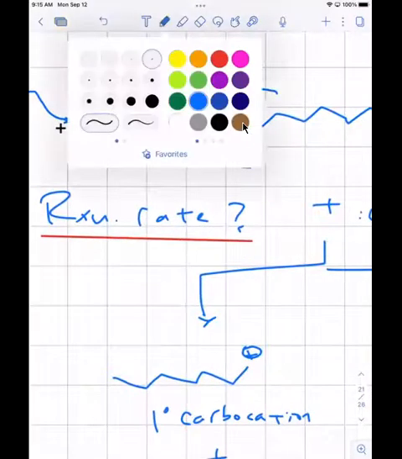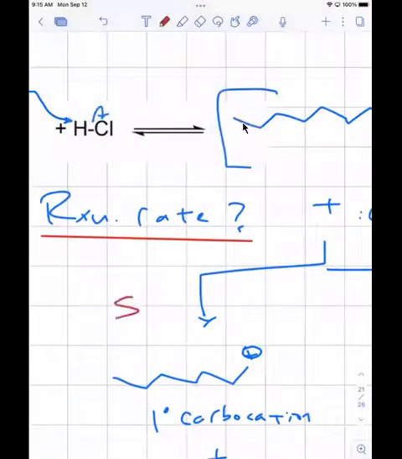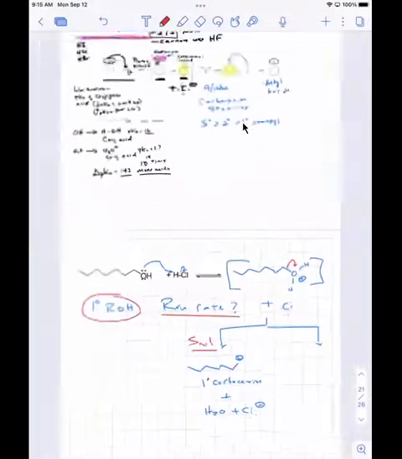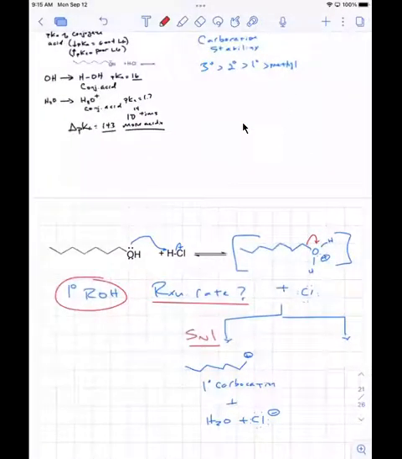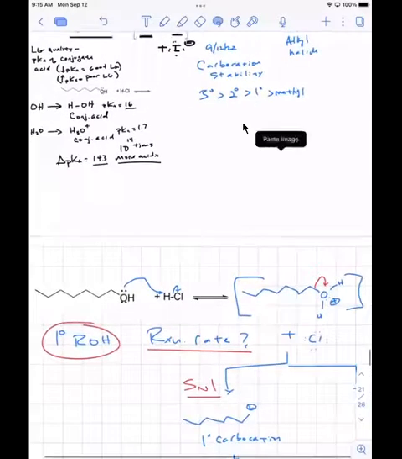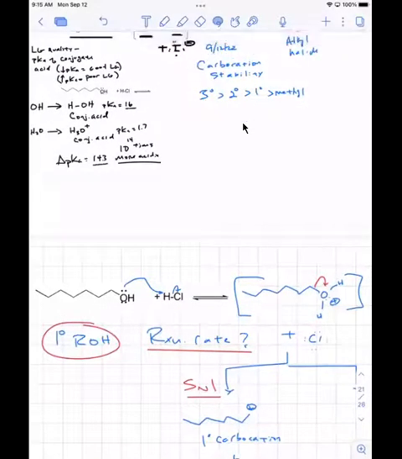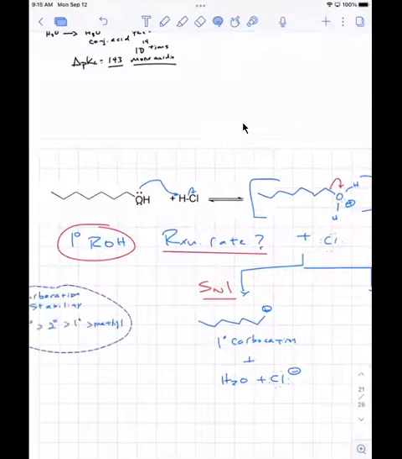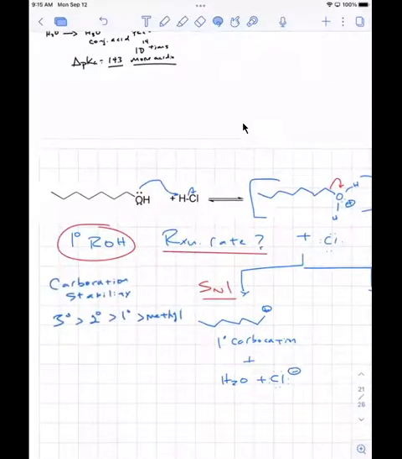And this would be the SN1 route, right? Because with the SN1, the leaving group leaves first. With the SN2, everything happens all at once. Is that good or bad? Given what we know from right here, let me just copy it and bring it down. What we know from right here, that one of the worst types of carbocations is a primary. So I'm guessing it's bad then.